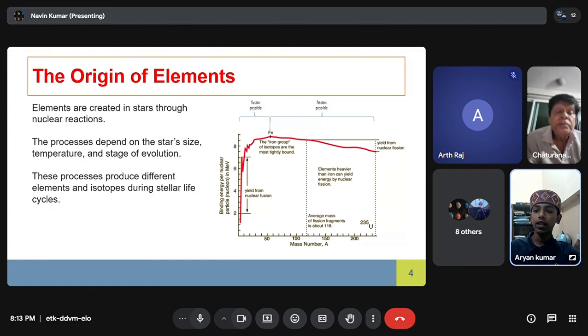The origin of elements. Elements are created in stars through nuclear reactions. The processes depend on the star's size, temperature, and stage of evolution. These processes produce different elements and isotopes during stellar life cycles.